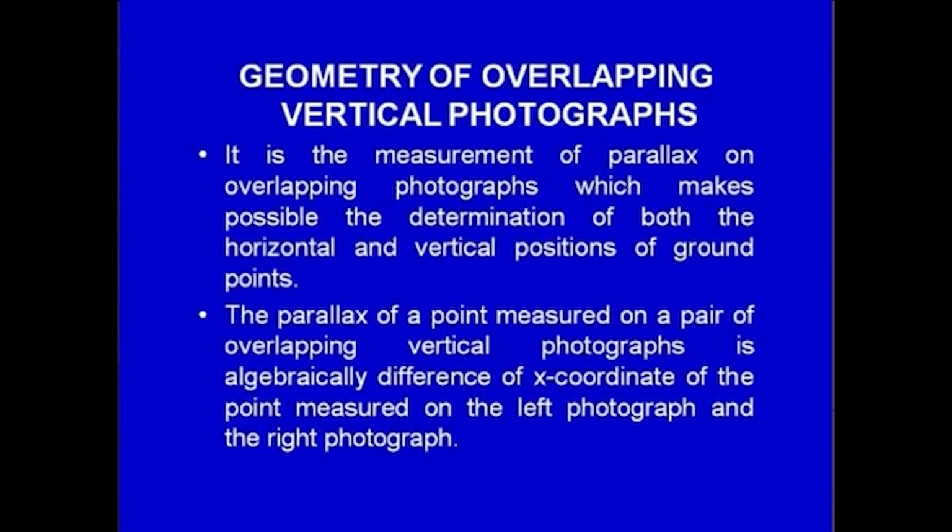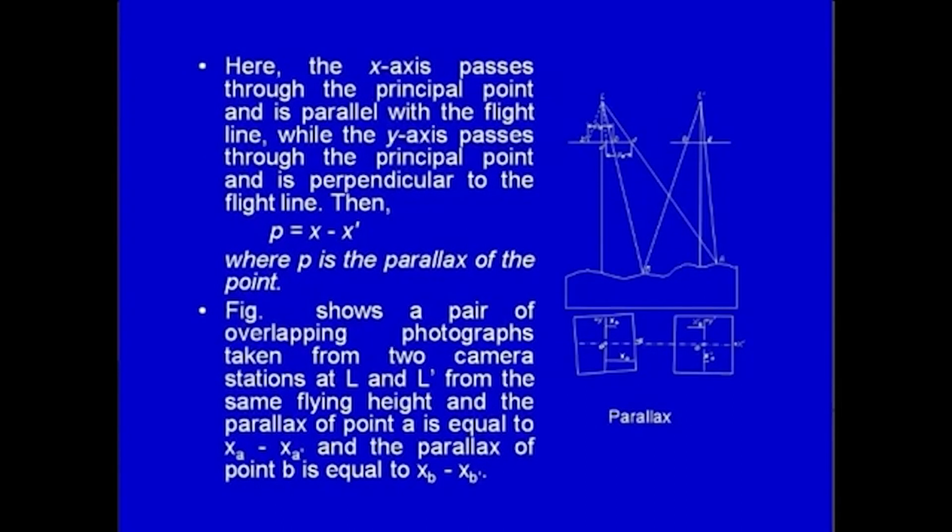The parallax of a point measured on a pair of overlapping vertical photographs is the algebraic difference of the x coordinate of the point measured on the left photograph and the right photograph. Here the x axis passes through the principal point and is parallel with the flight line, while the y axis passes through the principal point and is perpendicular to the flight line. Then p = x − x', where p is the parallax of the point.